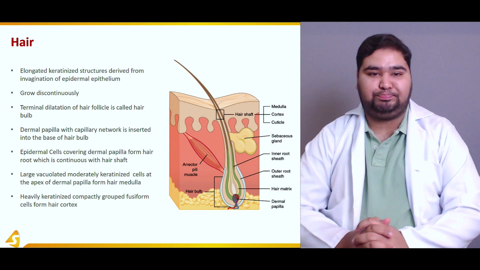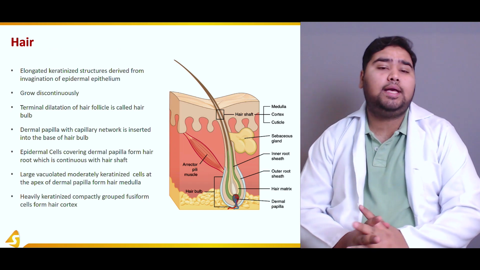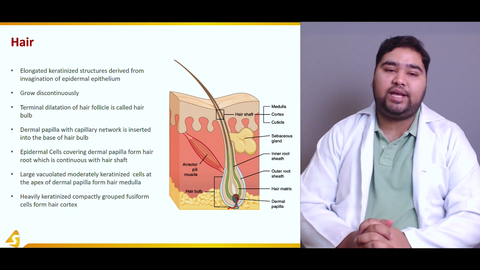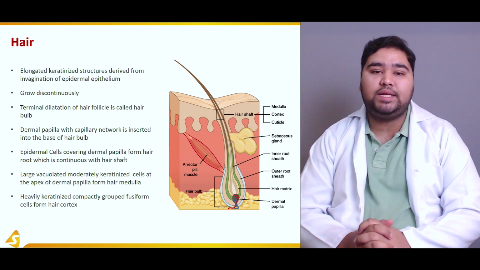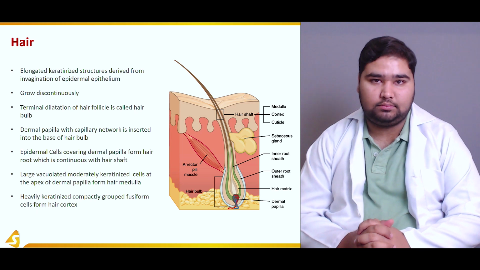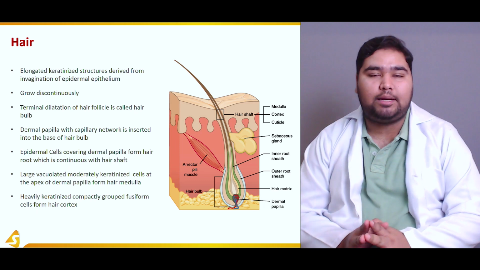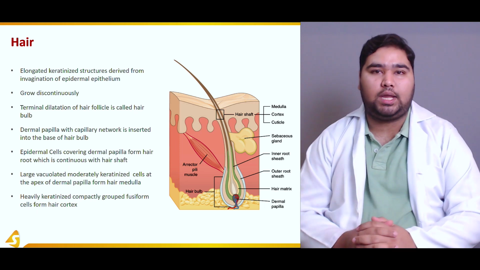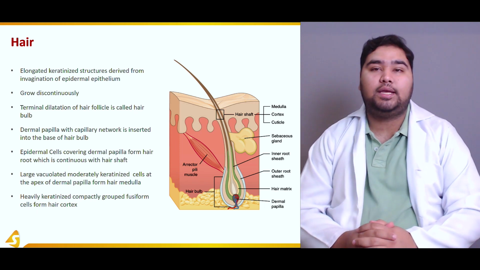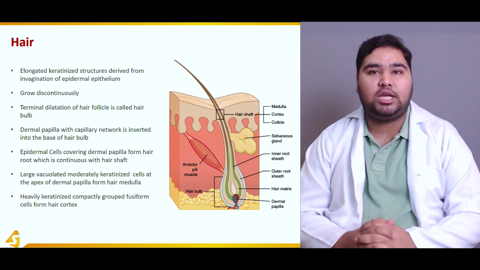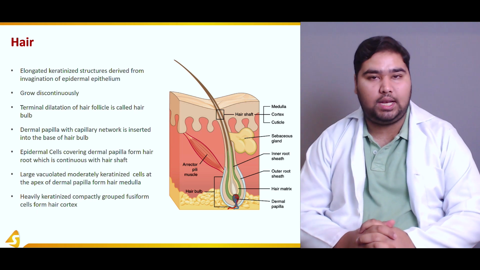Coming to hair. What is hair? Hair is elongated, keratinized structures which are derived from invagination of the epidermal epithelium. I know it's a mouthful, but try to keep it up with me and try to say it with me. It is elongated, keratinized structures which are derived from invagination of epidermal epithelium.